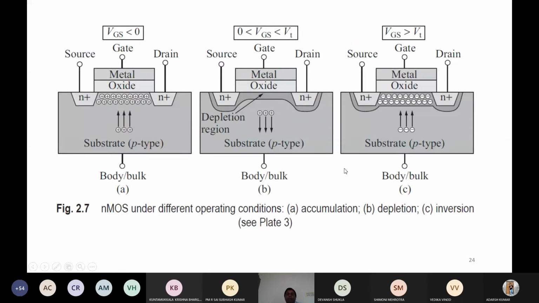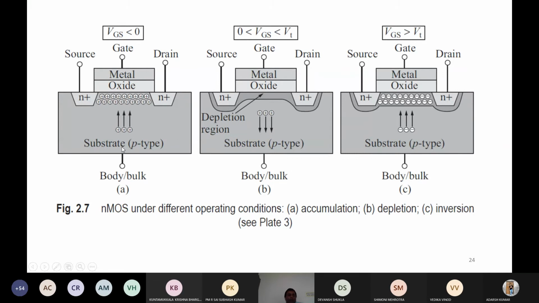So this is shown here. Let us see. Gate to source voltage is here less than 0, and here 0 is less than VGS is less than VT. Here the gate to source voltage is positive but less than the threshold voltage. In the third case, gate to source voltage is greater than the threshold voltage. So all three regions of operation are explained here.